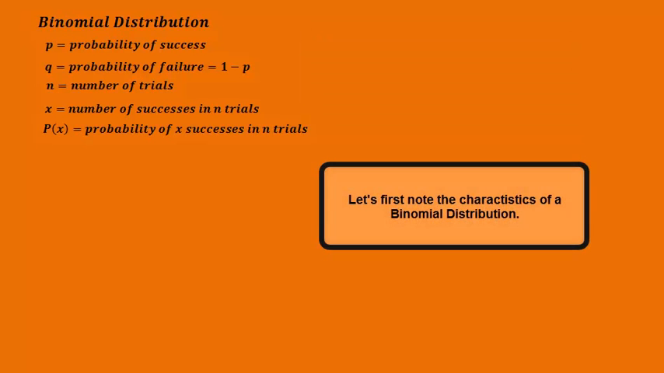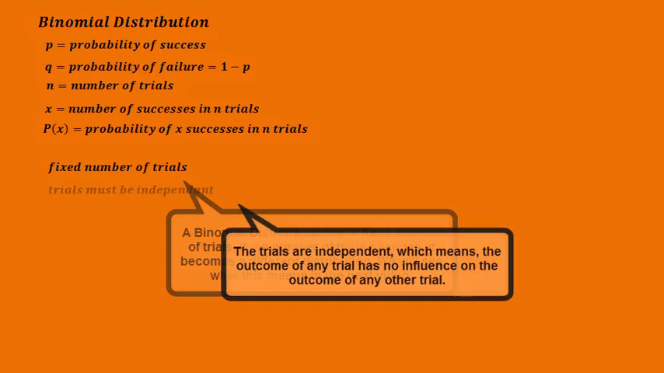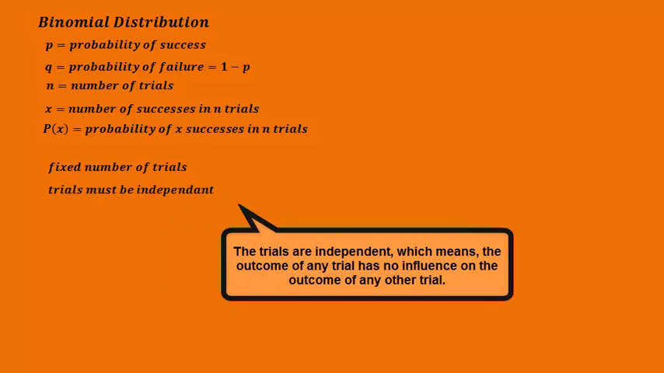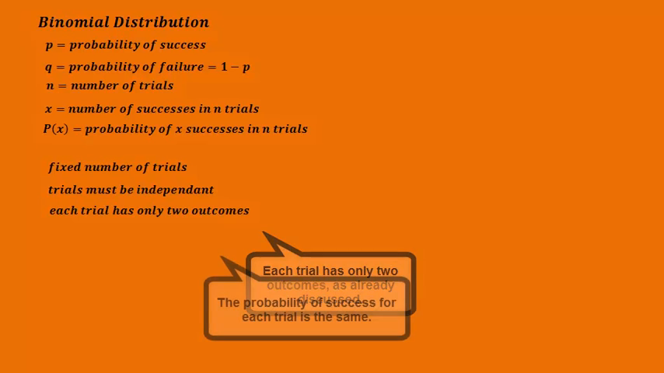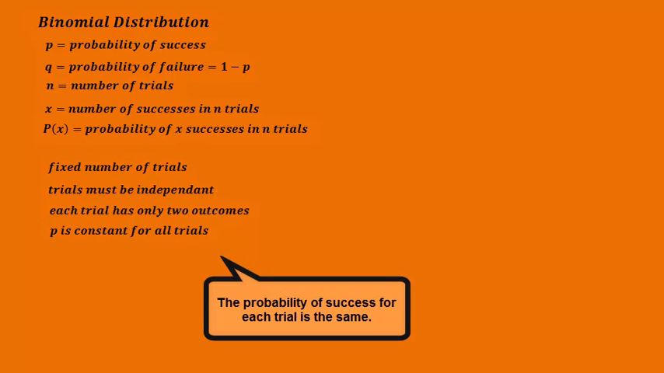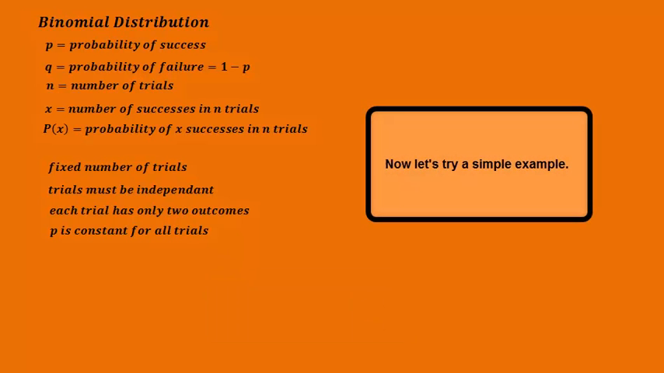Let's first note the characteristics of a binomial distribution. A binomial distribution has a fixed number of trials. If the number of trials changes, it becomes a different distribution. We will see what this means in the next video. The trials are independent, which means the outcome of any trial has no influence on the outcome of any other trial. Each trial has only two outcomes, as already discussed. The probability of success for each trial is the same. Now let's try a simple example.